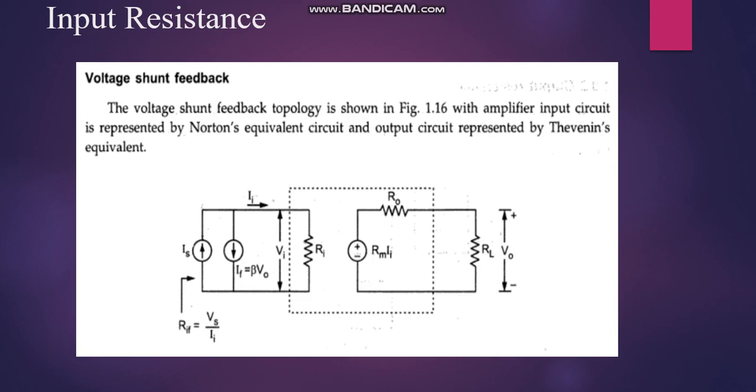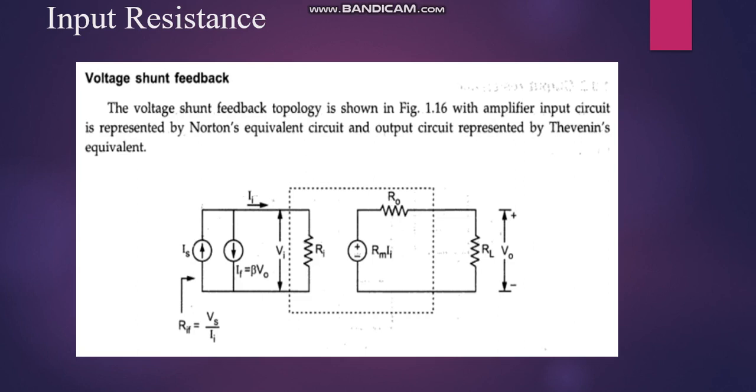That is equal to Vs divided by IA, the input current. On the output side, Rm into IA is a current source. The output resistance R0 and the load resistance RL are in series, and that is for a voltage. R0 is going to be less than the load resistance RL.